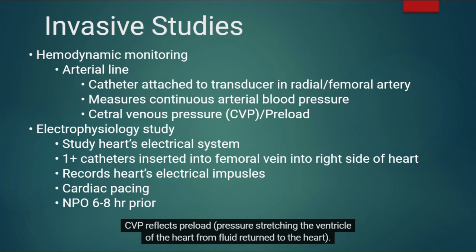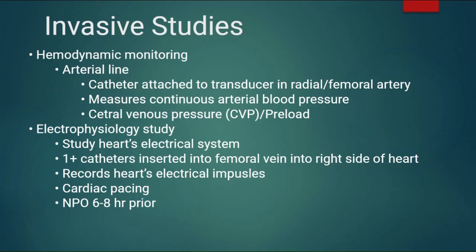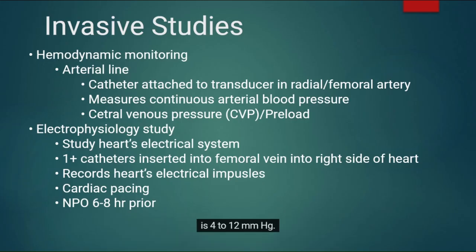CVP reflects preload, pressure stretching the ventricle of the heart from fluid return to the heart. Normal right atrial pressure is 2 to 6 millimeters Hg. Normal cardiac output is 4 to 8 L/min. Normal pulmonary artery systolic/diastolic pressures are 20 to 30 over 0 to 10 millimeters Hg, and pulmonary artery wedge pressure is 4 to 12 millimeters Hg.